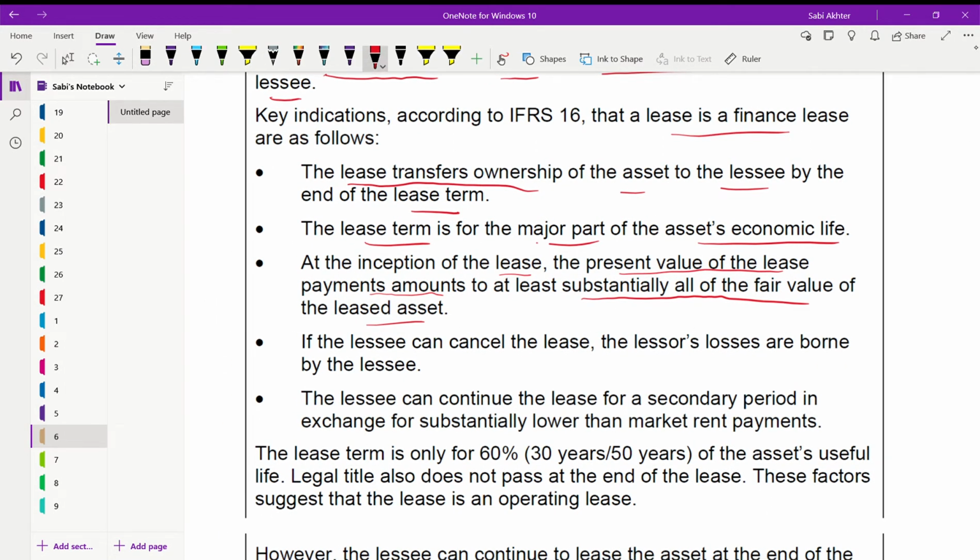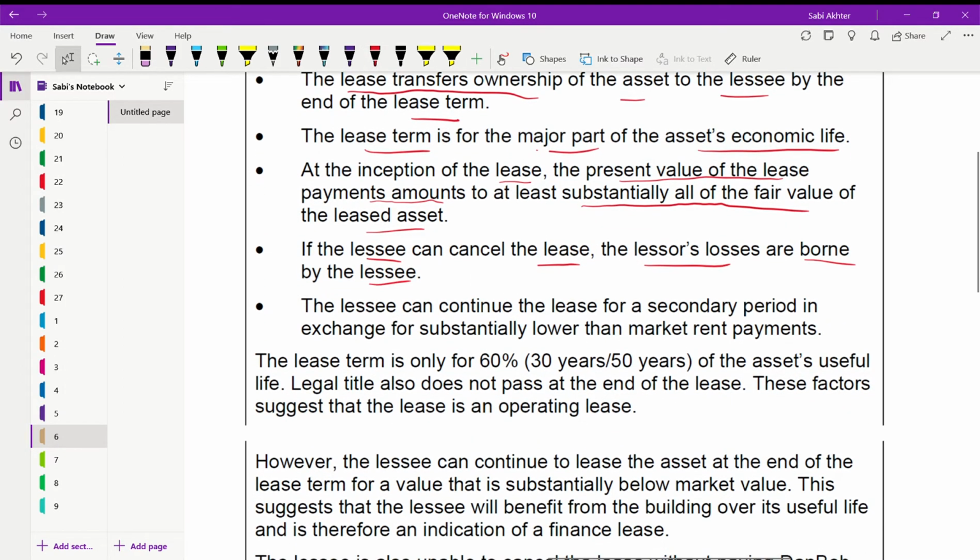If the lessee can cancel the lease, who loses? The lessor loses. The lessor's losses are borne by the lessee. So again, it's a finance lease. The lessee can continue the lease for a secondary period in exchange for a rent substantially lower than the market rent.